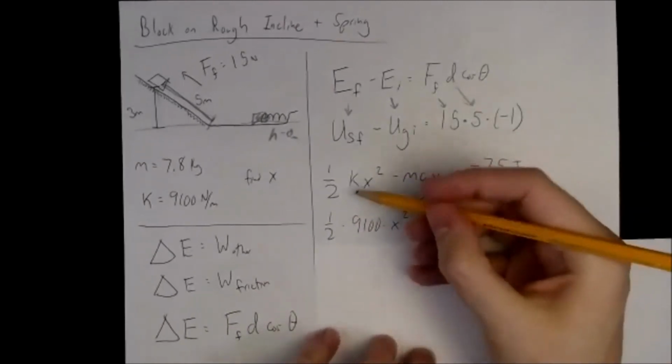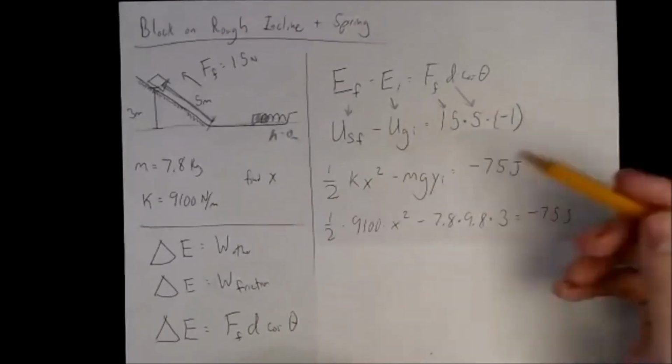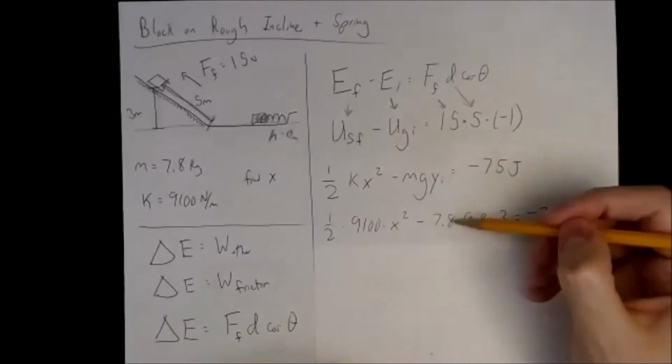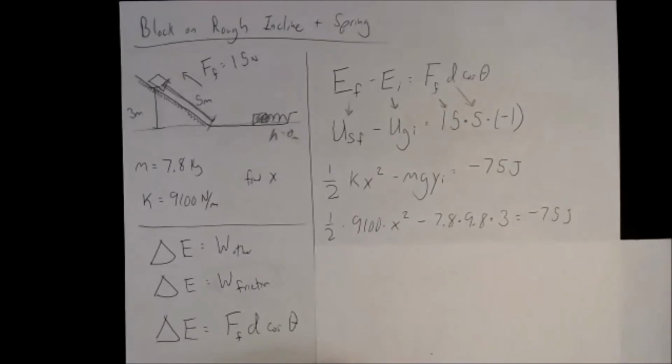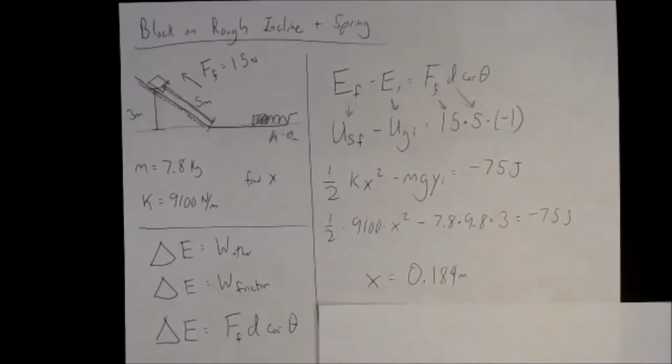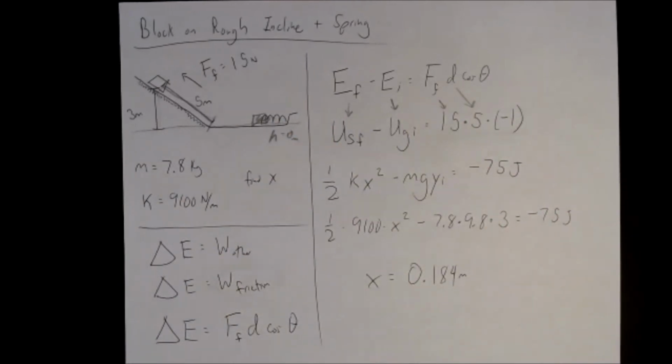You plug in everything that you know. 1/2, k is 9100. X is what we're looking for. M is 7.8. G is 9.8. Y is 3. All equal -75. And you solve for X and you get 0.184 meters. So that huge looking problem actually took this much math. That's not too bad. For a problem that took that many words to explain, this is all the math.